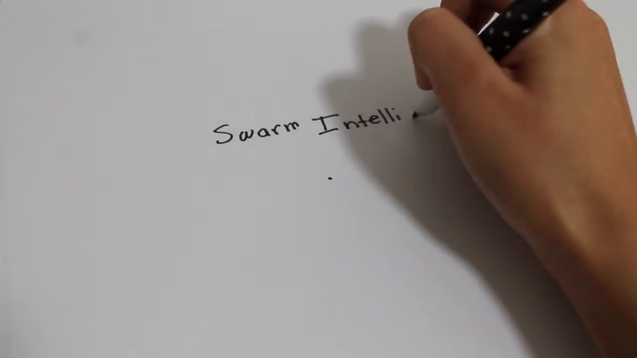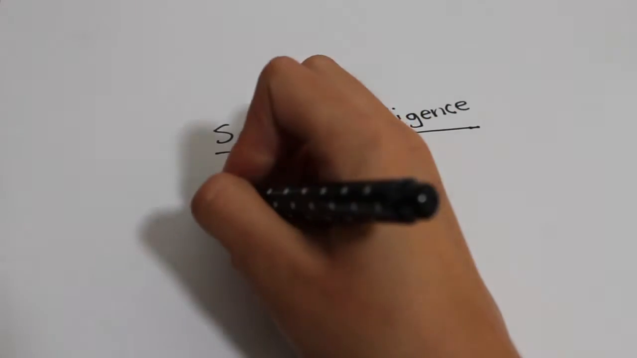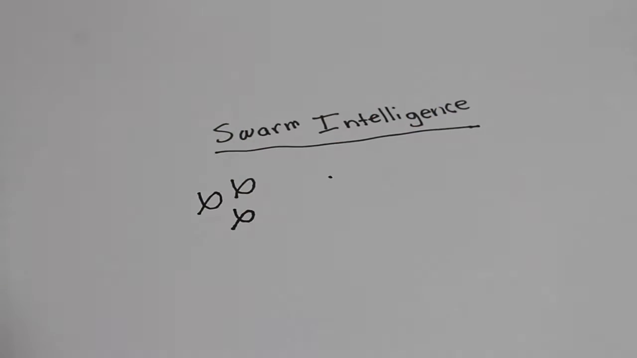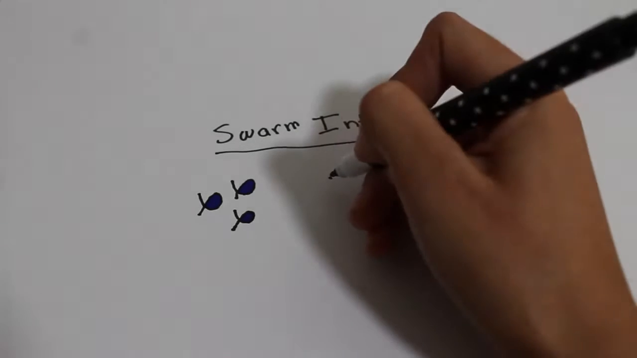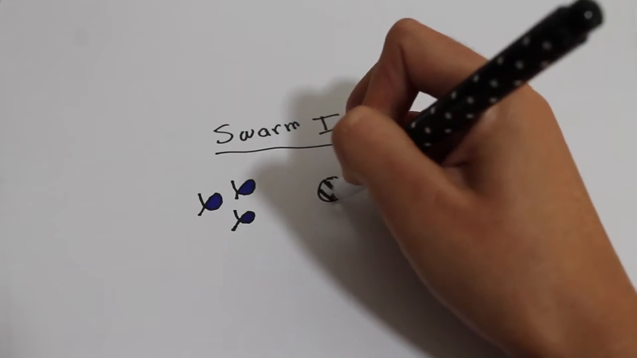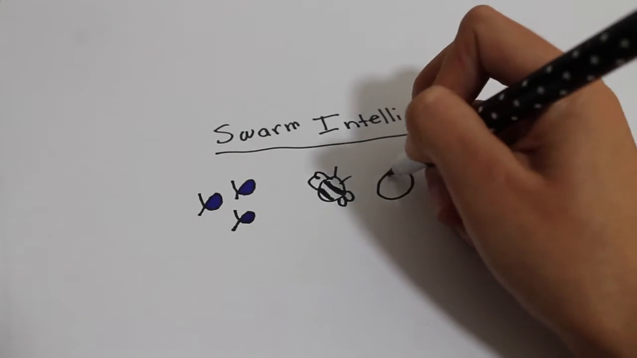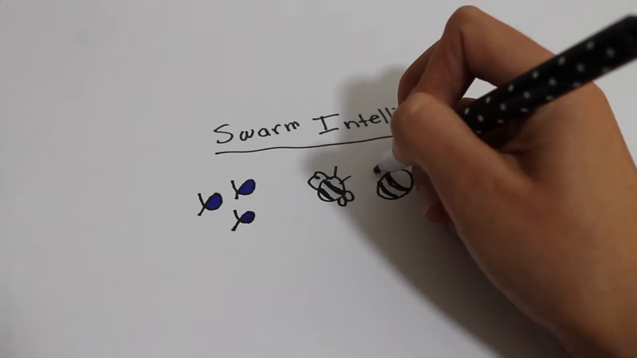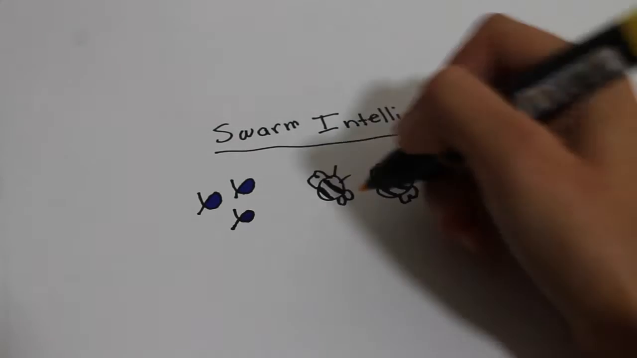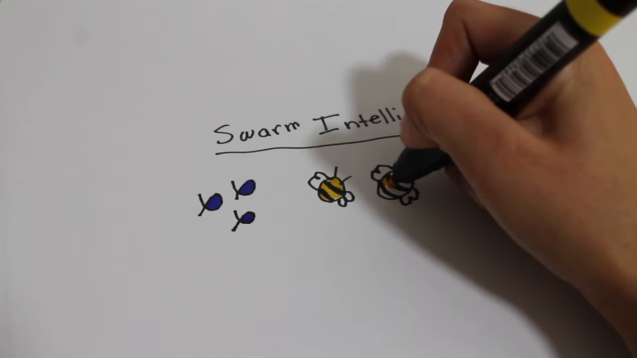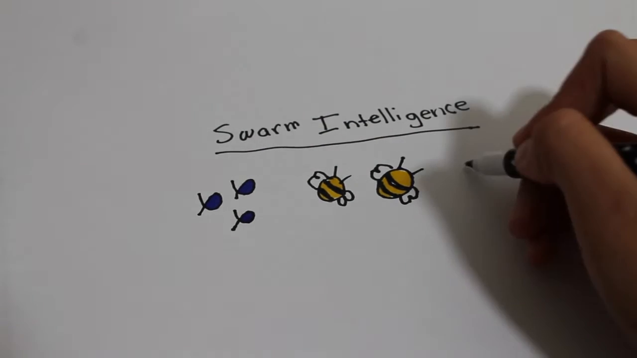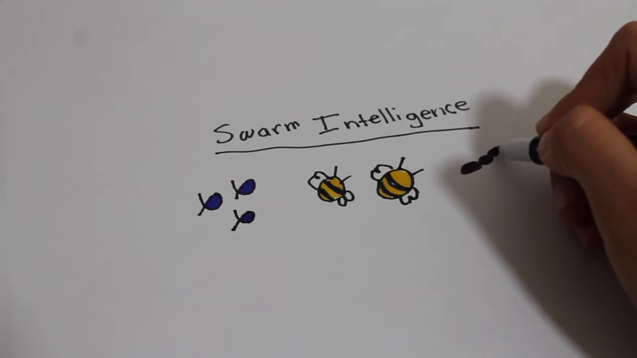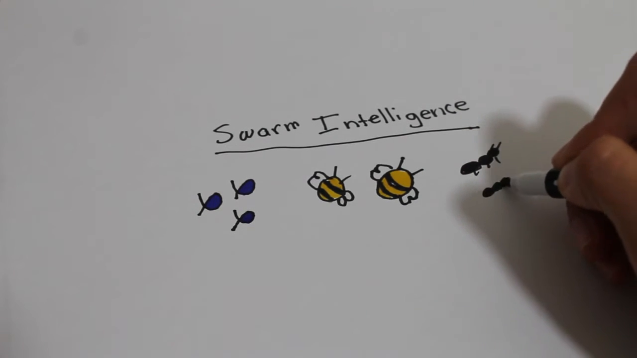Ant colony optimization stems from the field of swarm intelligence. Swarm intelligence is the collective behavior of decentralized, self-organized systems that are either natural or artificial. Examples of swarm intelligence are schools of fish, hives of honeybees, and colonies of ants. Today, we are going to learn about ant colony optimization.